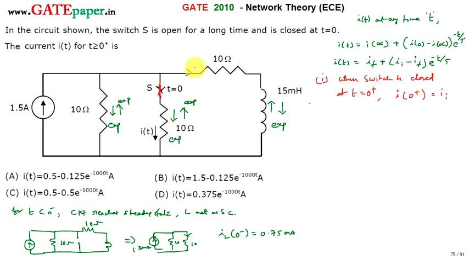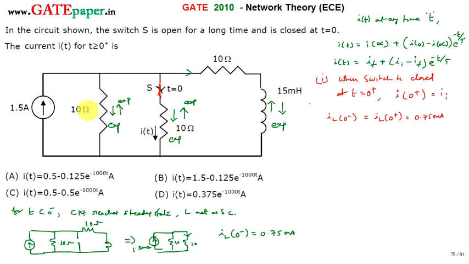And we know that the current flowing through this inductor just before the switch is 0.75 milliamperes, and just after the switch also the current is the same in the inductor, because the inductor opposes sudden changes in the current. So IL of 0 minus is equal to IL of 0 plus, which is nothing but 0.75 milliamperes.